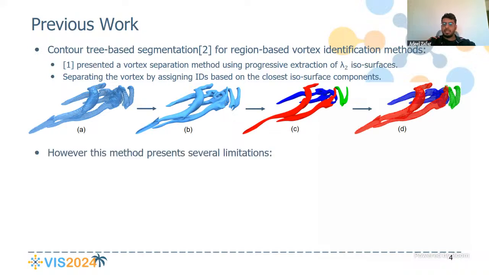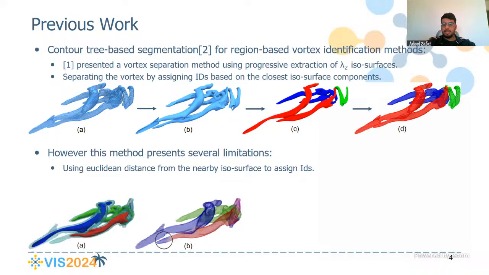However, their method has several limitations. Firstly, they use Euclidean distance to assign IDs to the cells, which could result in a region segment having wrong IDs, as highlighted in figure B. Secondly, they use a list of lambda2 thresholds to extract isosurfaces instead of scalar field critical points, which results in the region being insufficiently covered by the isosurfaces, as shown by the red isosurface component in figure A.